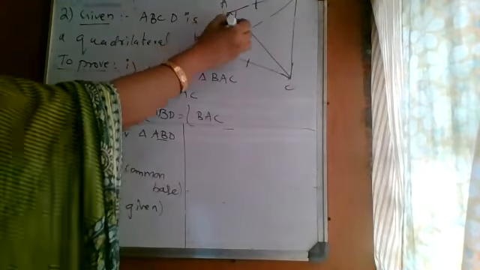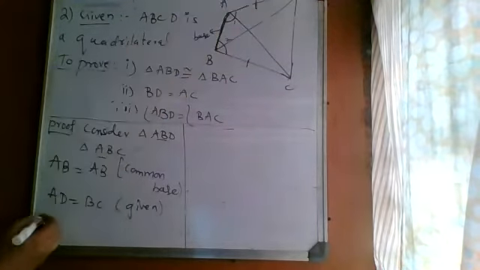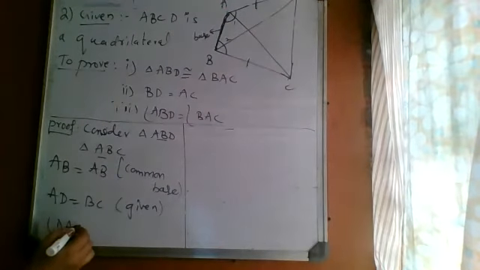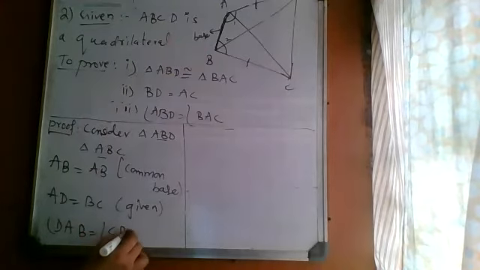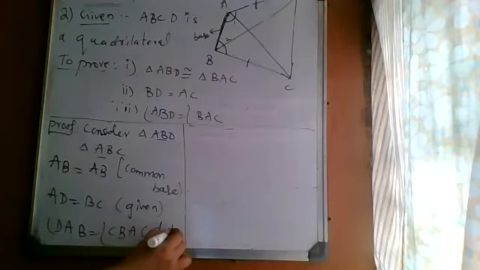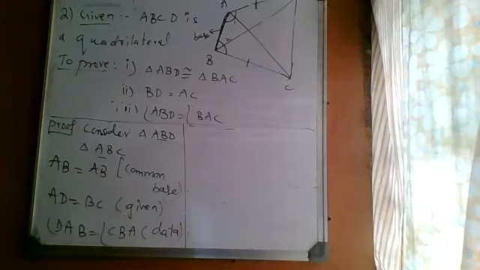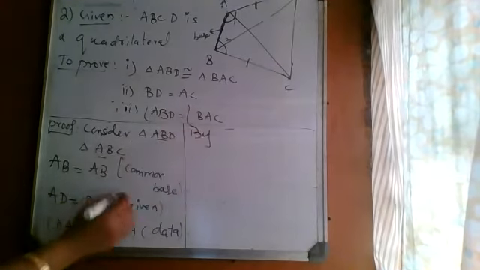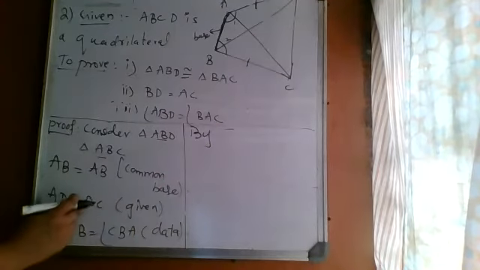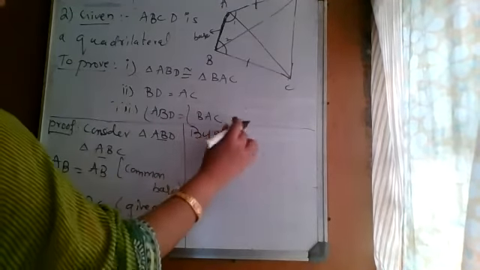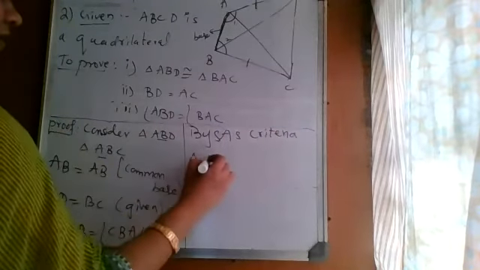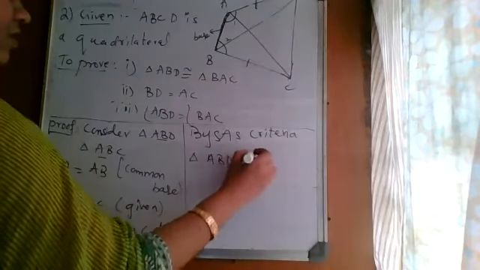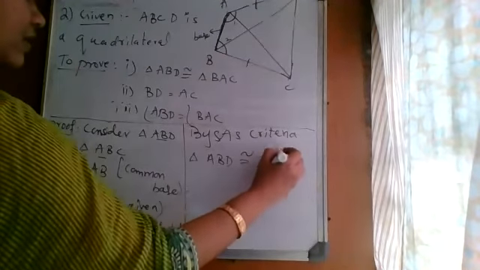Next one, angle is given. Suppose angle 1 is equal to 2. Angle DAB is equal to angle CBA. You can write the data given, one and the same. We got it. Now which property is it? By SAS criteria, triangle ABD is congruent to triangle ABC.